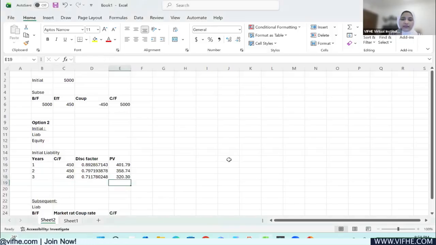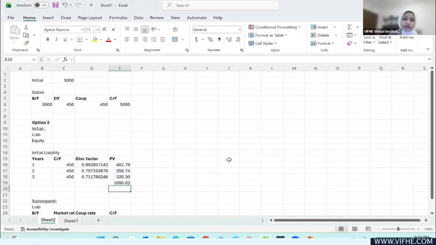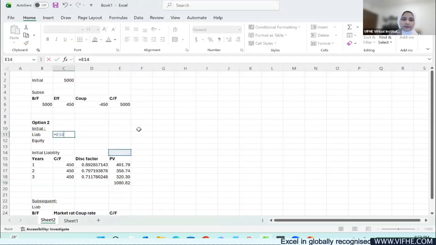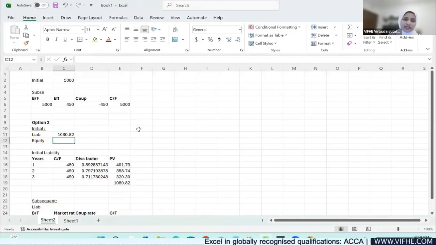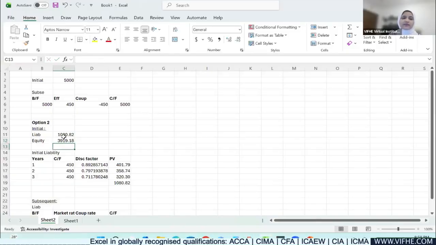So what I have brought to present value are only my proper cash flows, which are the coupon payments, coming to 1080.82. This is my liability measurement. My equity measurement will be the difference from the proceeds. Proceeds are 5 million less the liability, which is 3919. This is my equity element.